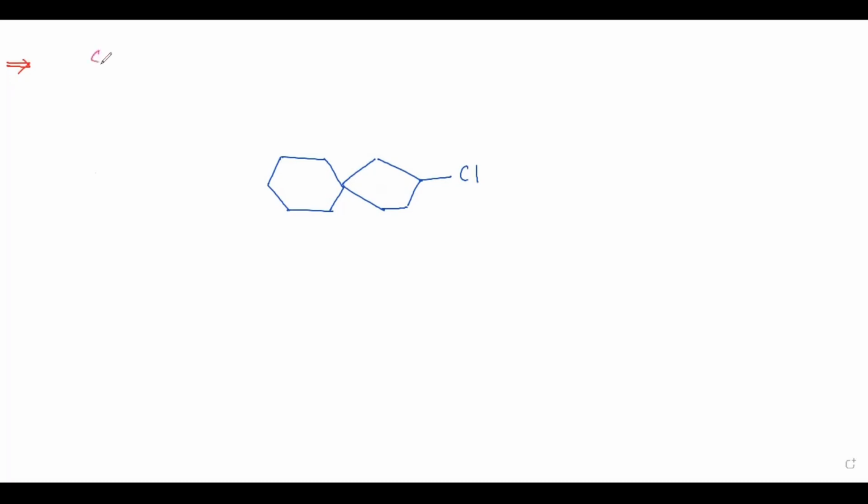This is called spiro compound. And you know, this carbon, which is common to this ring and this ring, is common to these 2 rings. Now, this carbon is called spirocarbon. Spiro. A carbon atom which is common to both the rings is spiro.